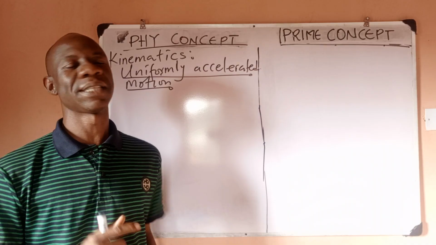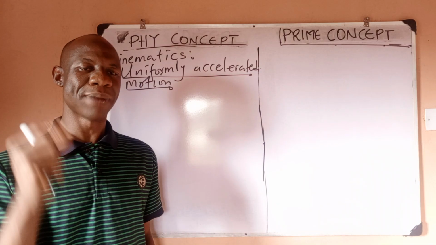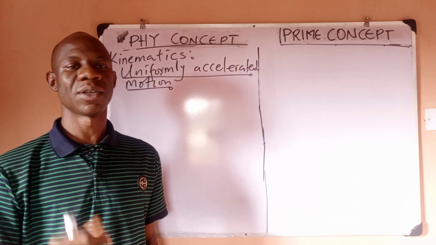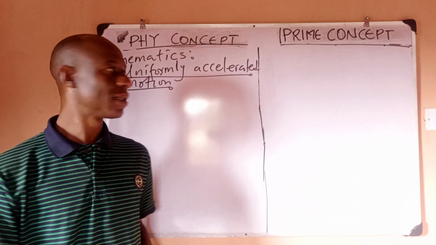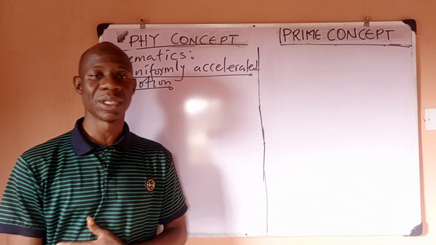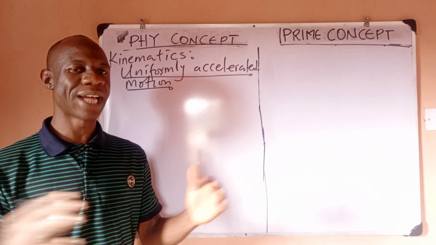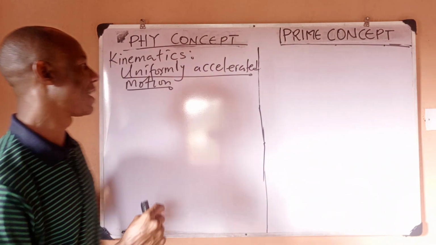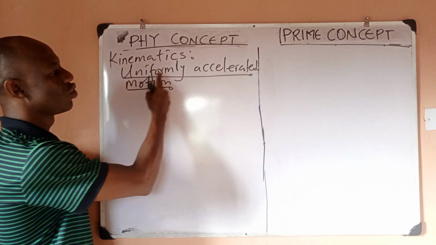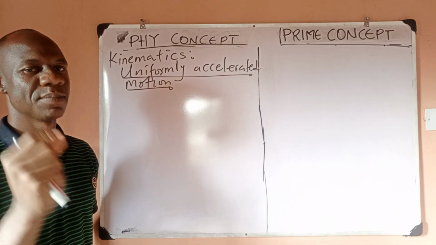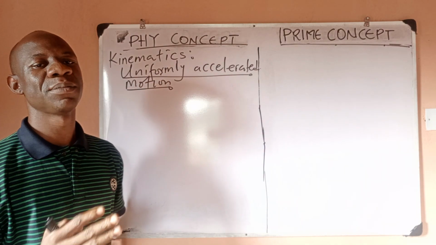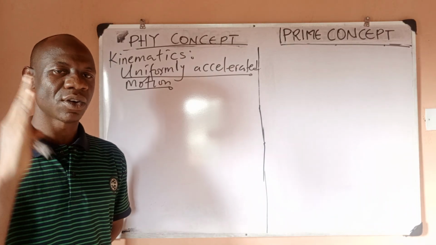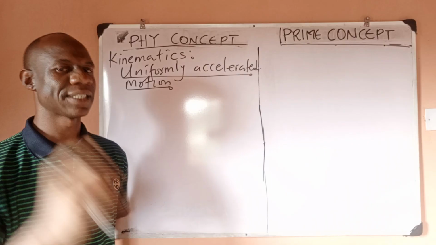So that is kinematics. What are the parameters of motion, such as velocity, acceleration, distance, displacement, time? These are parameters we are considering in kinematics, but we are not interested in force. So take note of that. But under kinematics, we'll be looking at uniformly accelerated motion. What is a uniformly accelerated motion? A uniformly accelerated motion is a motion that occurs with constant acceleration.